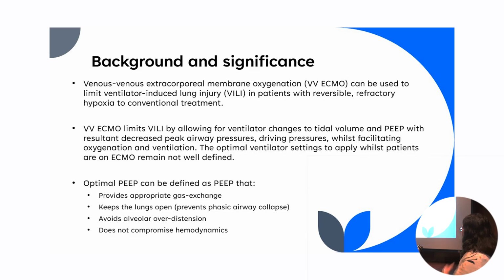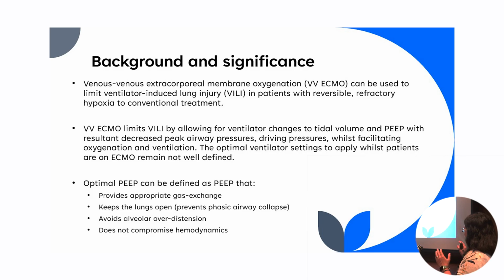So a little bit of background. I think I'm probably repeating some of what's been said in the great talks already, so I'll zoom through these. We know that the purpose of VV ECMO for pulmonary patients is that we're going to put them on the vent and set low tidal volumes and hopefully reduce the chance of ventilator-associated lung injury. With those things, we are hoping to have lower tidal volumes, decreased peak airway pressures, and driving pressures, while still maintaining appropriate oxygenation and ventilation.